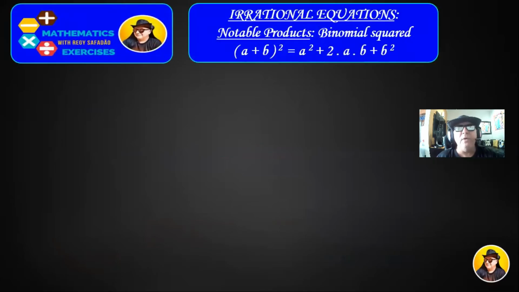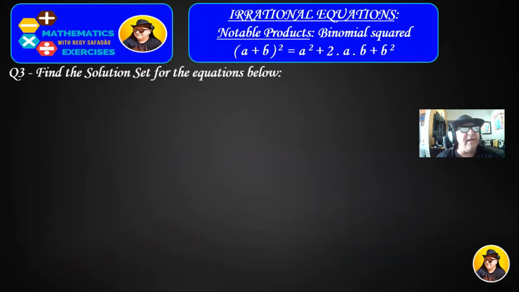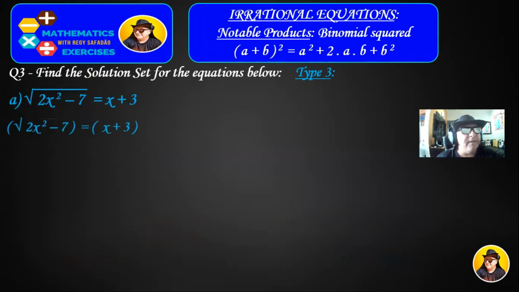Let's see, as I told you before, today we are still talking about the irrational equations, but now type 3. Find the solution set for the equations below. Let's see A. Okay, type 3. Question A. Here we have the square root of 2x squared minus 7 is x plus 3. So rewrite this sentence down here.